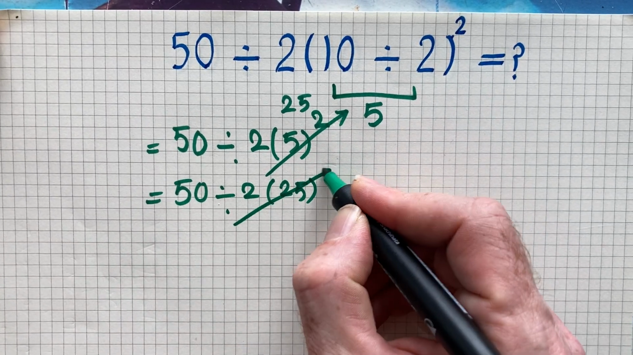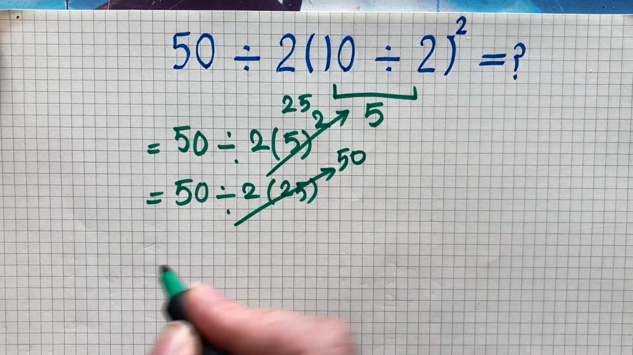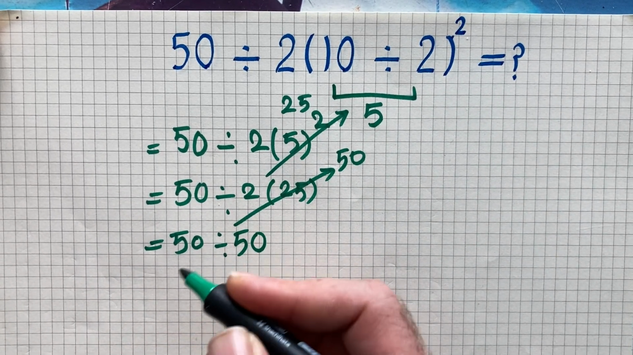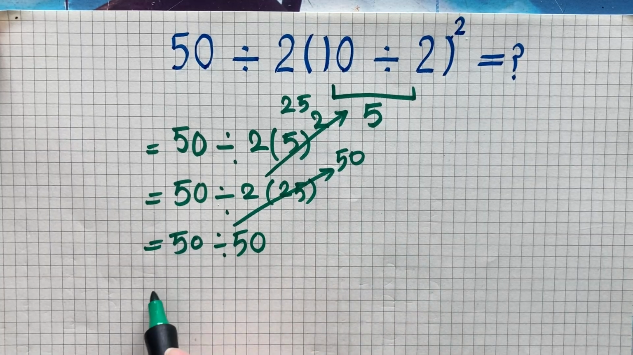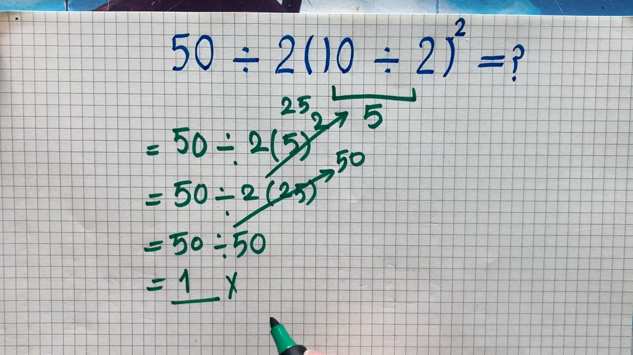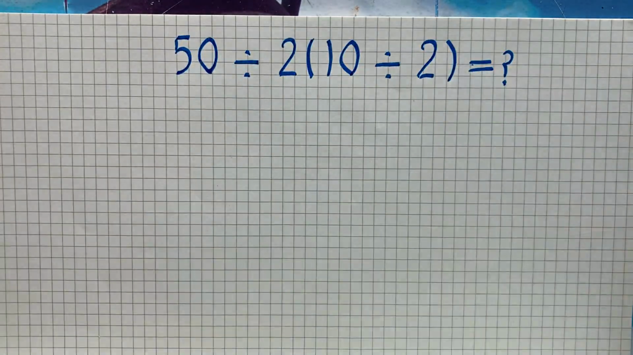Next, 2 times 25 gives us 50. So I write it in the form of 50 divided by 50. As you know, 50 divided by 50 gives us 1. If your answer is 1, you are wrong. Why? Let's solve this question one more time.